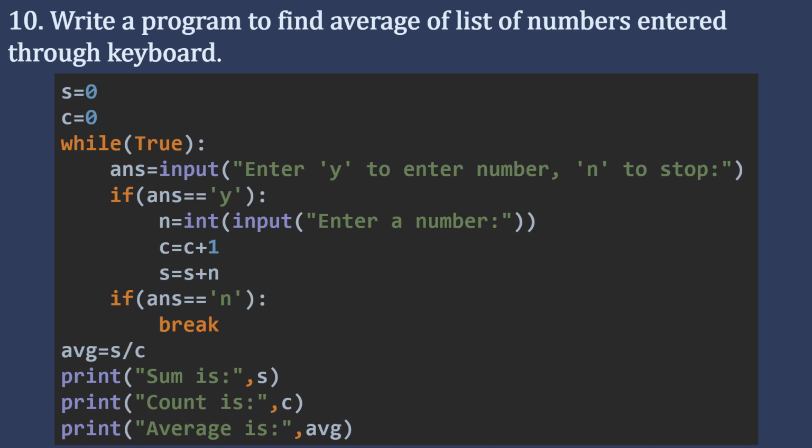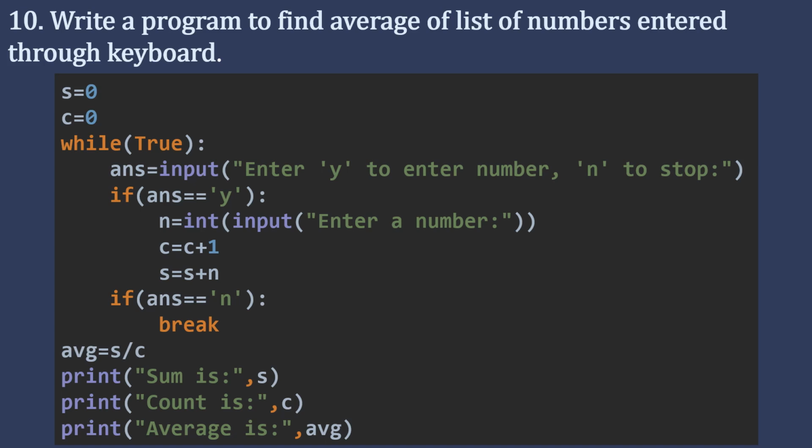If the user enters y, that character will be stored in a variable, let's say ans. So if answer is equal to y, then it will again ask the user to enter a number. That means the user wants to enter a number. So that number will be stored in a variable n.